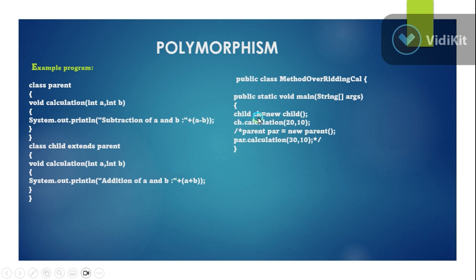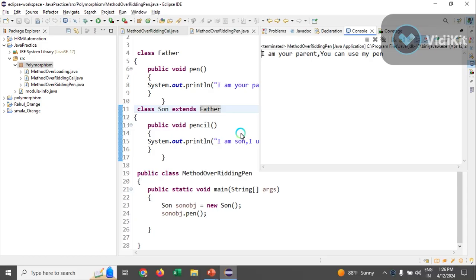Now I am creating an object for the child. When I call the calculation method, it will trigger the child property, isn't it? Calculation of 20, 10. The result will be the addition. Let us move to Eclipse to see the output of this program.